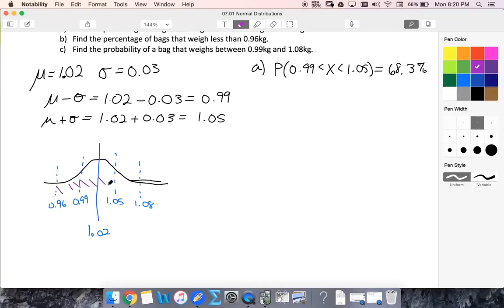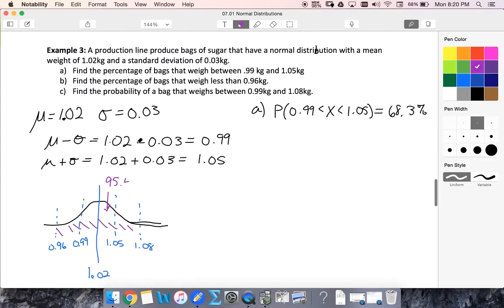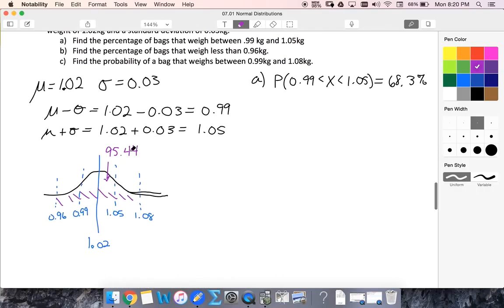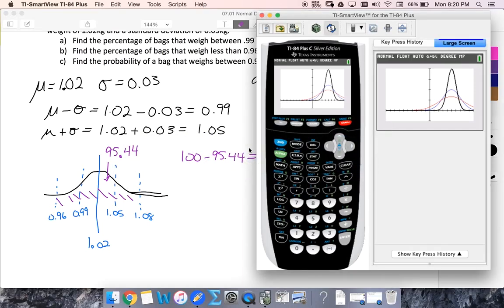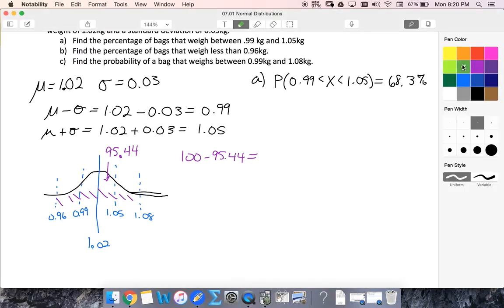So I know between these two values, from here over, I know that that is 95 point, let's see what your book says. Your book calls it 95.44. Of course, the whole thing totals 100. So if I do 100 minus 95.44, that's 4.56. So I'm going to call that green.